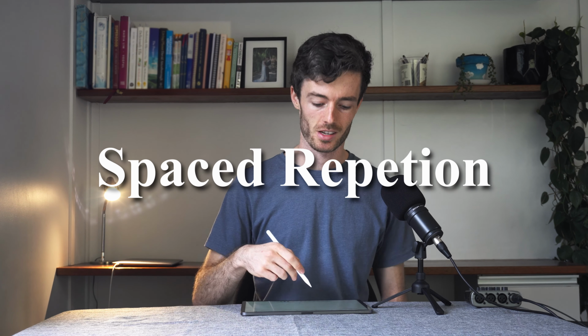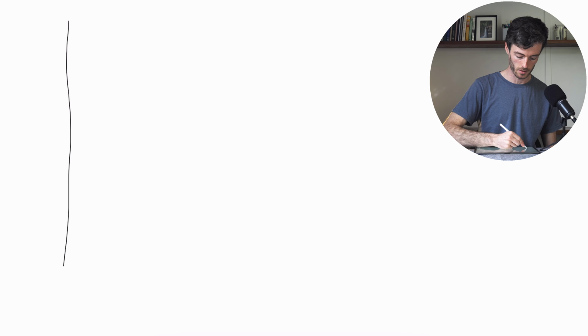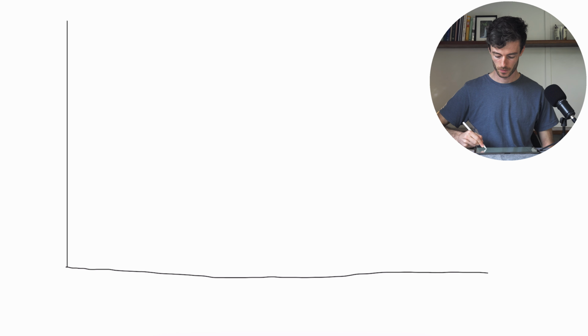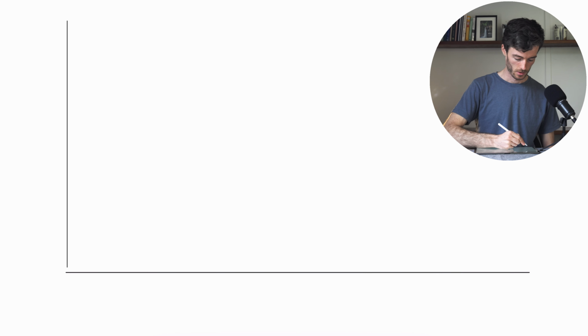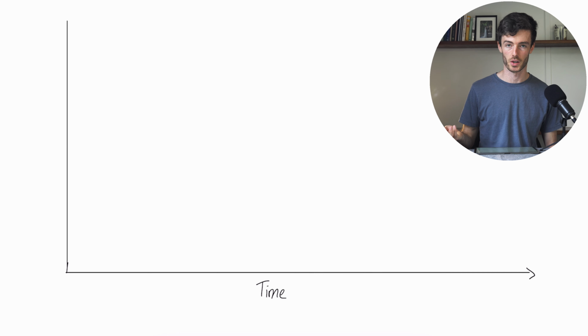So let's just jump down to my screen here so I can give you a quick explanation of how it works and what it is. First of all, we're going to start with a graph to explain our ability to retain information over time. So we've got our X and Y axis here, and on the X axis, we have time, which may be in days, perhaps.